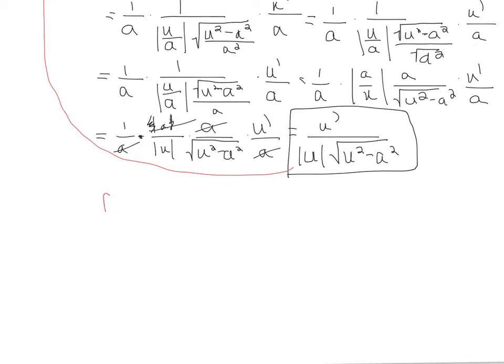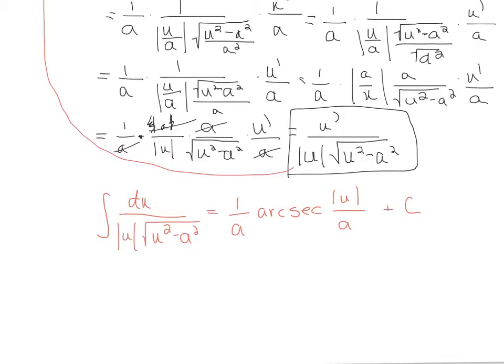All right, so if we were to integrate something of the format du over the absolute value of u times the square root of u squared minus a squared, that actually goes to 1 over a times arcsecant. And then this is something that we're going to have to add in: the absolute value of u over a, and then, of course, all plus c. Again, that just has to do with the domain of arcsecant. We can only have a positive number in there because of domain restrictions.